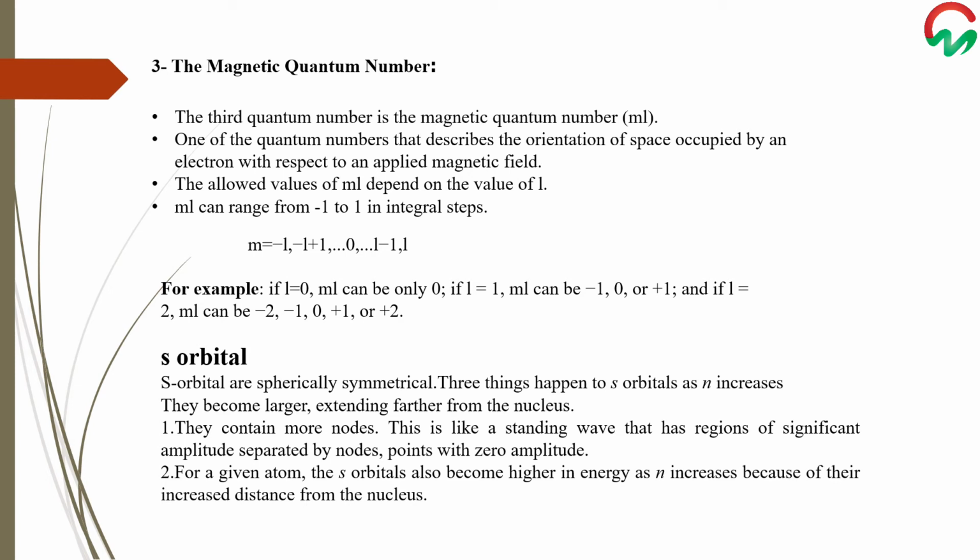First, we are going to discuss the s orbital. S orbitals, students, are spherically symmetrical, and three things happen to the s orbital when n increases. First, they become larger and extend farther from the nucleus, and they contain more nodes. This is like a standing wave that has regions of significant amplitude separated by nodes, which are points with zero amplitude. For a given atom, the s orbital also becomes higher in energy as n increases, because their distance from the nucleus increases.